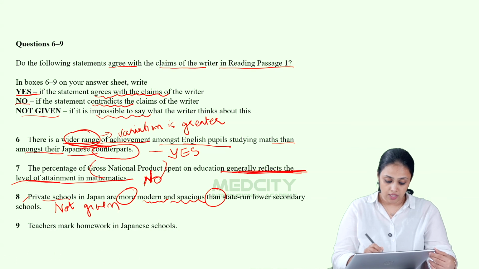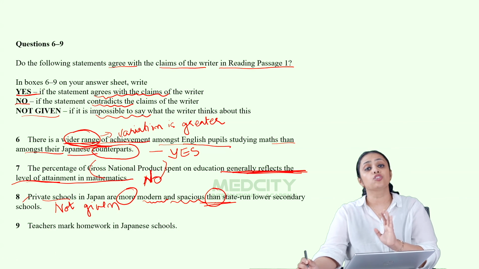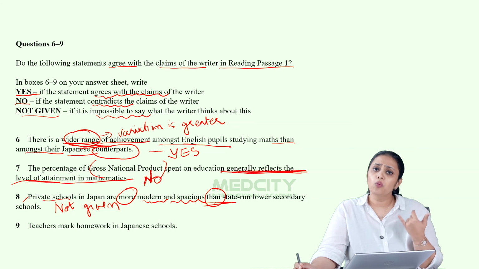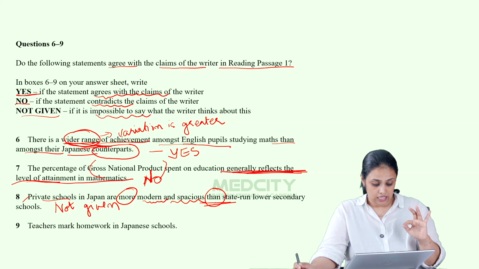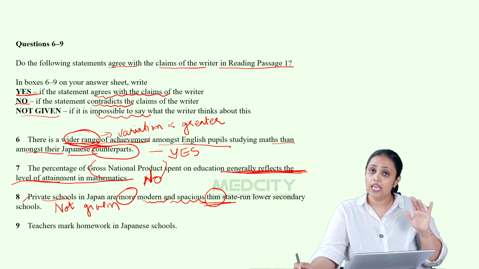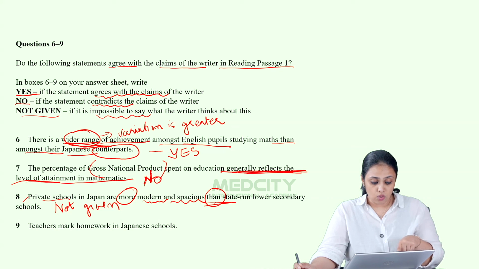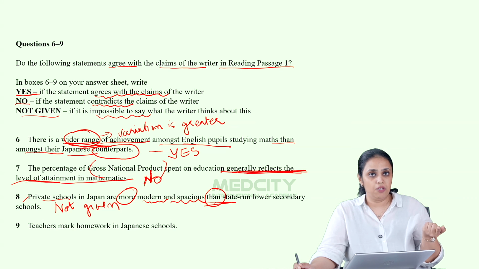Why is it not given? Because this comparison has not been done in the passage. And why is it not no? When can it be no? The answer to this question can only be no if in the passage it should be mentioned that private schools or state-run schools in Japan are more modern and spacious.